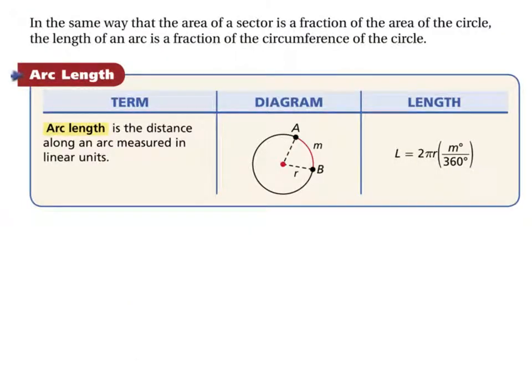Now, in the same way that the area of a sector is a fraction of the area of the circle, the length of an arc is a fraction of the circumference of the circle. So arc length is the distance along an arc measured in linear units. So if I wanted to find the length, you would take 2 pi r multiplied by the measure divided by 360.